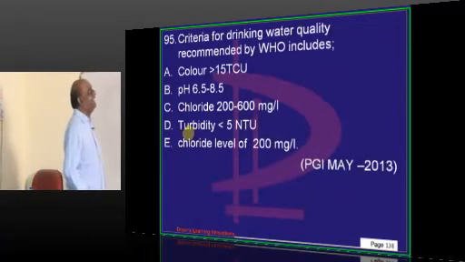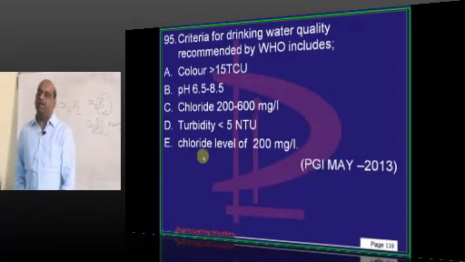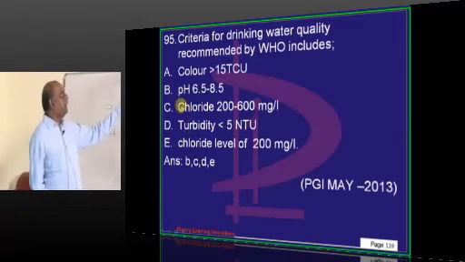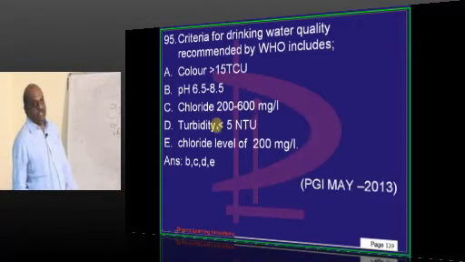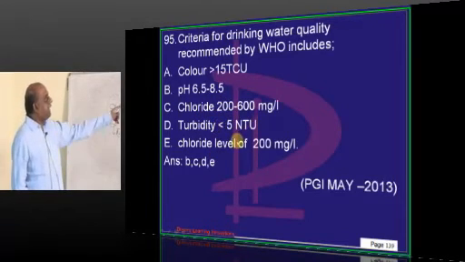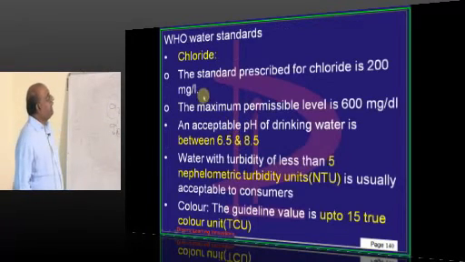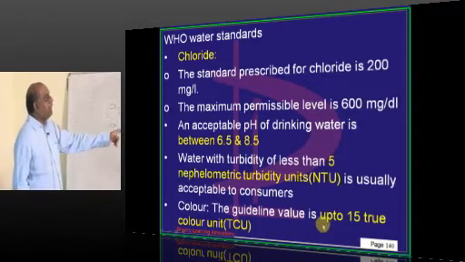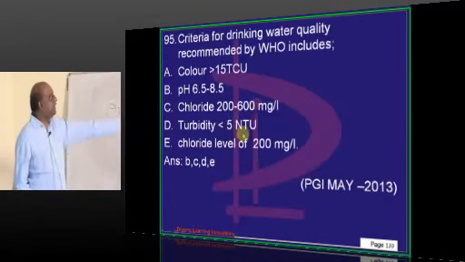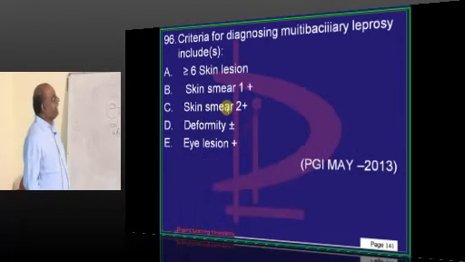Bhashan dene ke liye. Now doctor, drinking water quality, what are the recommendations of WHO? pH of 6.5 to 8.5, chloride of 200 to 600, and turbidity should be less than 5 NTU. And how much should be the color is the question. Color is up to 15 true color units, not more than 15 true color units is the water standard, is what you have to remember.